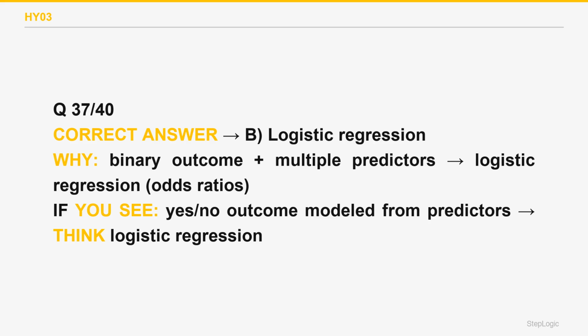Linear regression is for a continuous outcome variable, not the yes-no one, and would give nonsensical predictions outside 0 and 1 for a binary outcome, choice A, wrong. Chi-square tests association between two categorical variables but does not model an outcome from multiple predictors, choice D, wrong. A binary outcome model from predictors uses logistic regression.